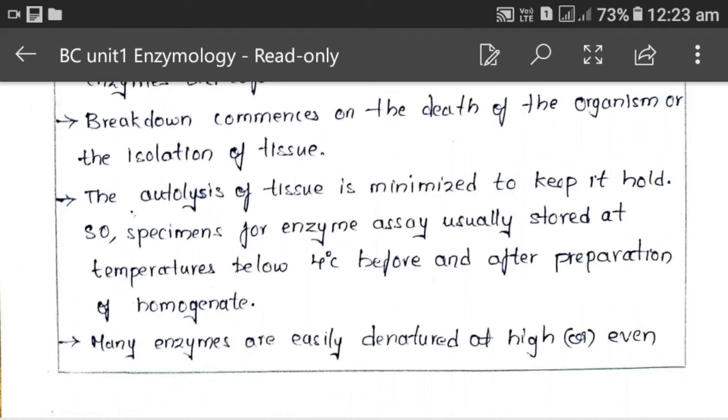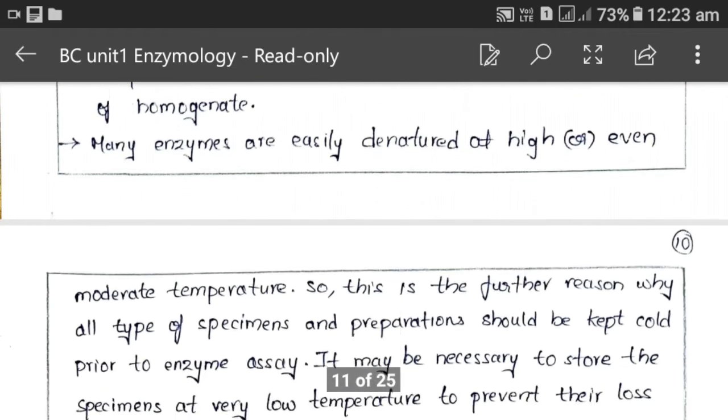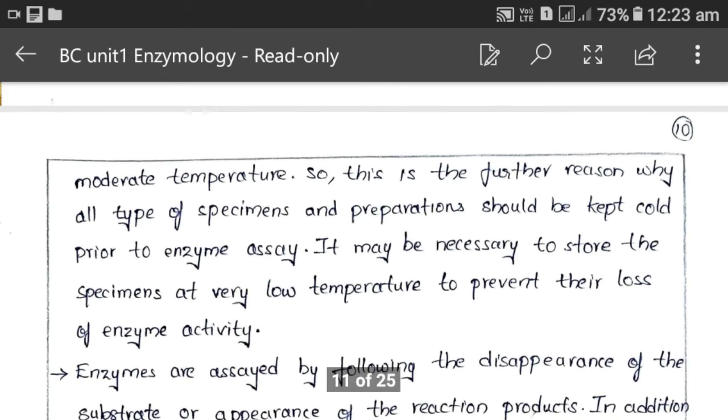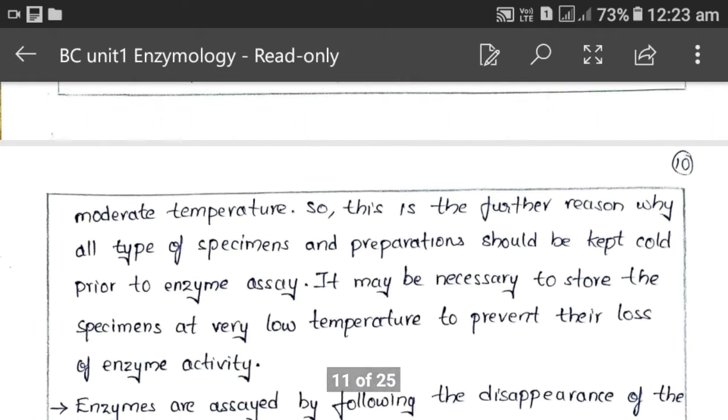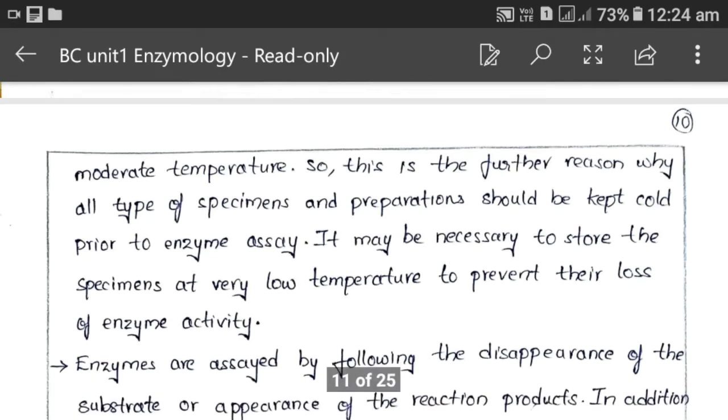Many enzymes are easily denatured at high or even moderate temperature. That means these enzymes are easily affected at moderate temperatures also. That's why we should take utmost care and keep them in cold conditions. All the chemicals, tissue components, or anything we are using for this enzyme assay should be stored at cold or very low temperature.